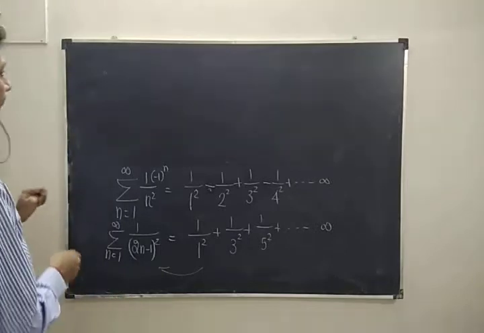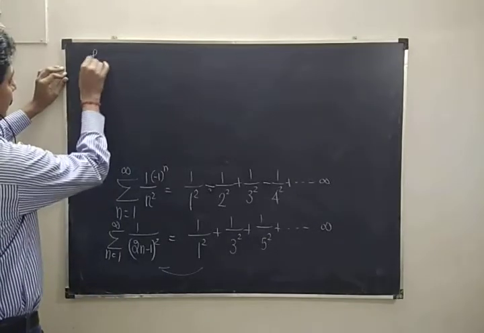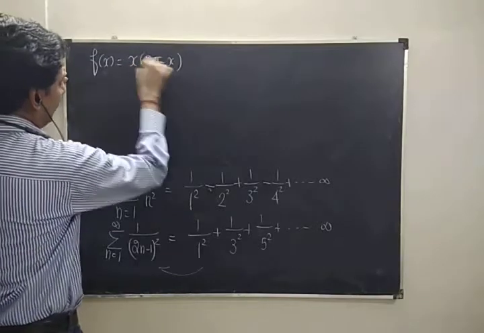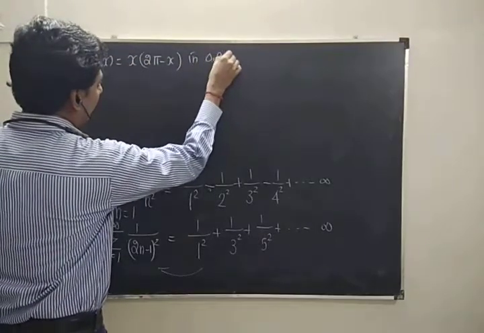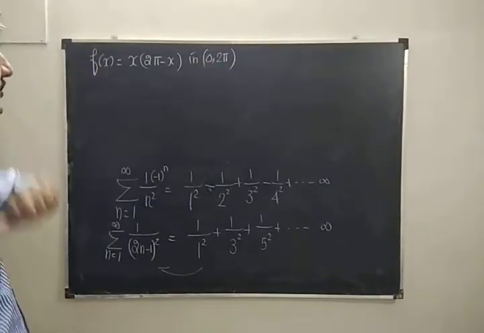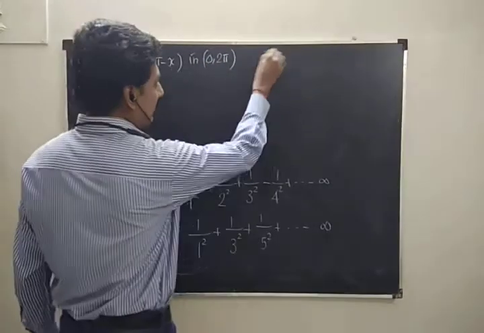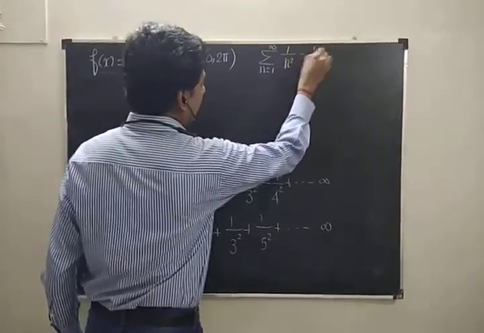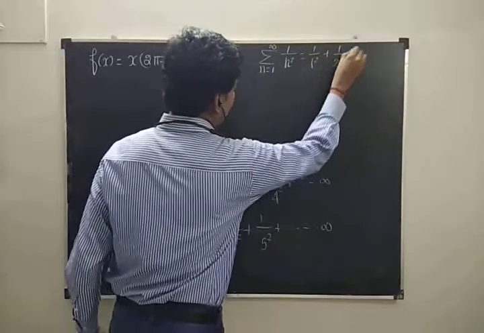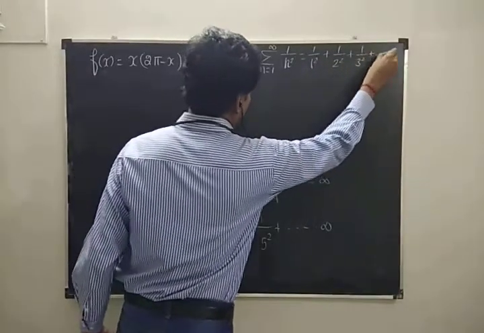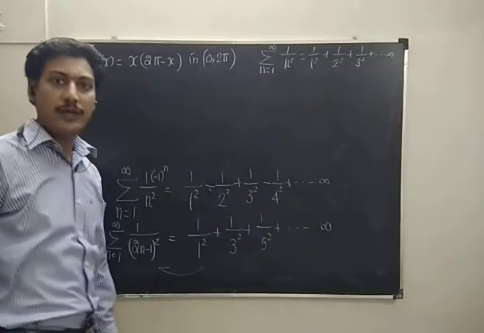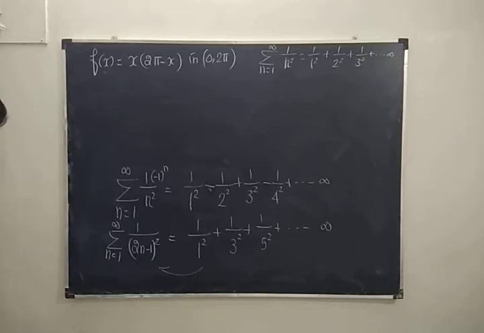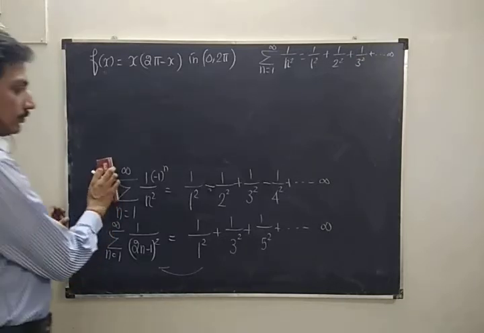So in this video, I am going to expand f of x equal to x into (2 pi minus x) in the interval 0 comma 2 pi. After expansion of this, I am going to find the first series, sigma n equal to 1 to infinity 1 by n square. That means 1 by 1 squared plus 1 by 2 squared plus 1 by 3 squared, etc. What will be the sum of this infinite series? Can I go to the sum?